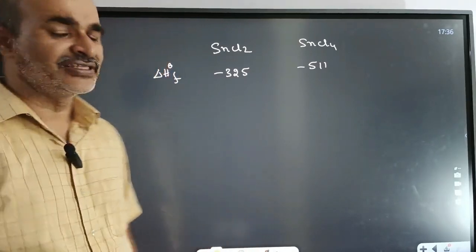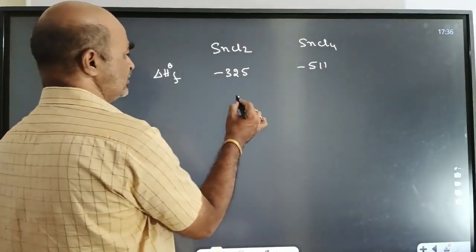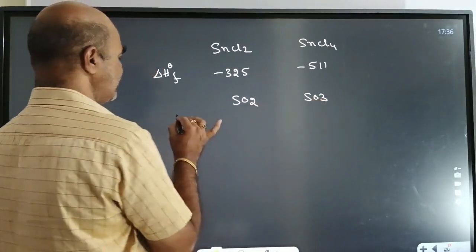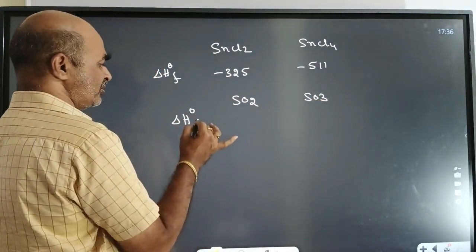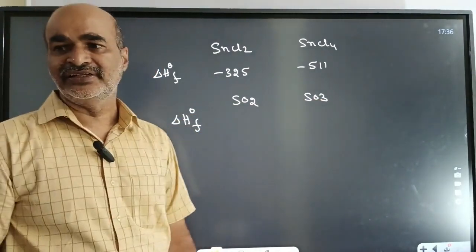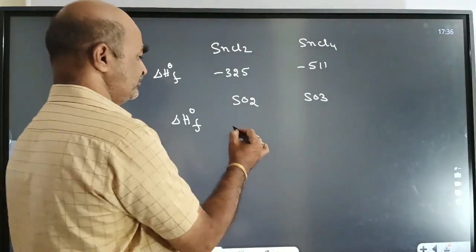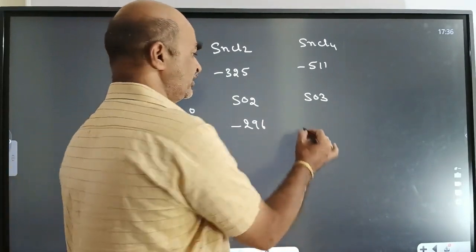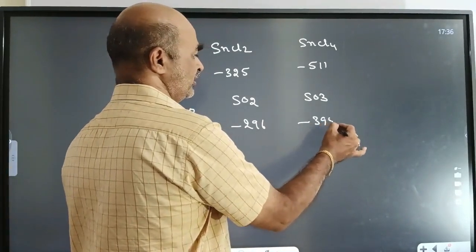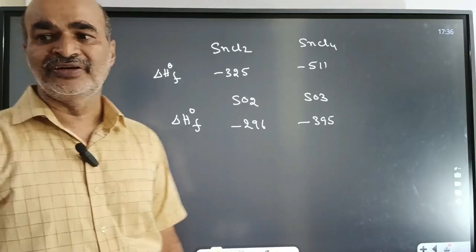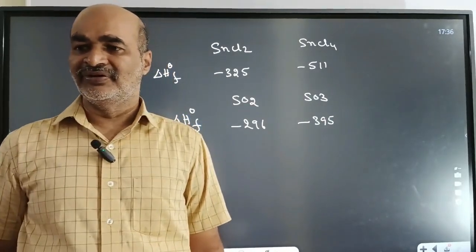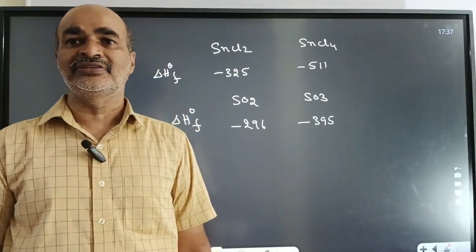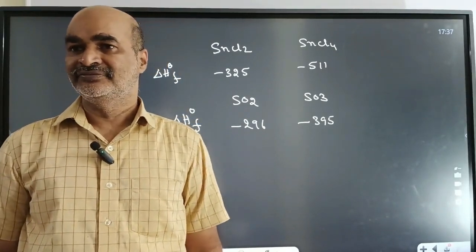Similarly, sulfur dioxide and sulfur trioxide. Enthalpy of formation of sulfur dioxide is minus 296, and the other is minus 395. So thermodynamically, the second is more stable than the first.